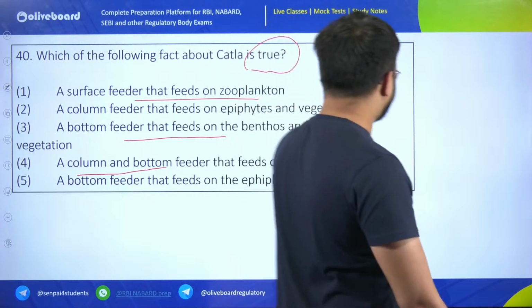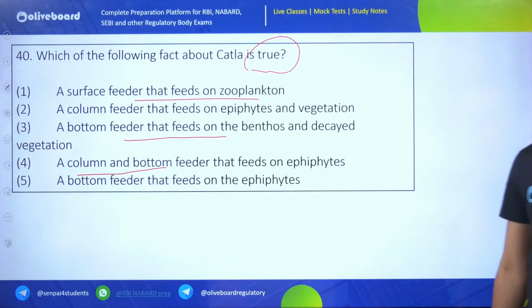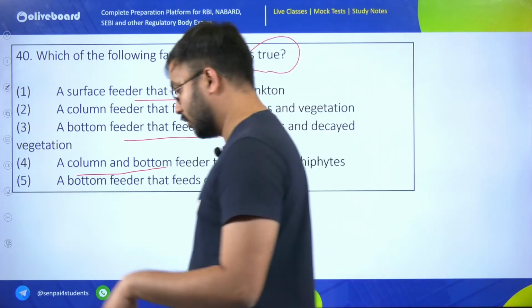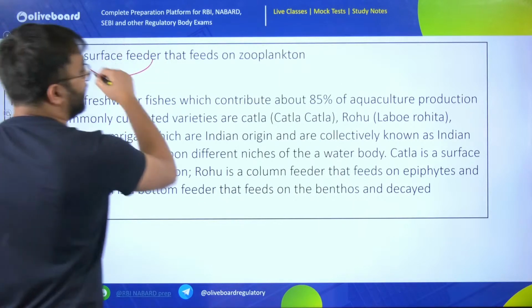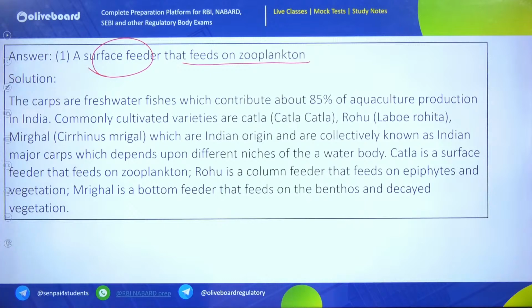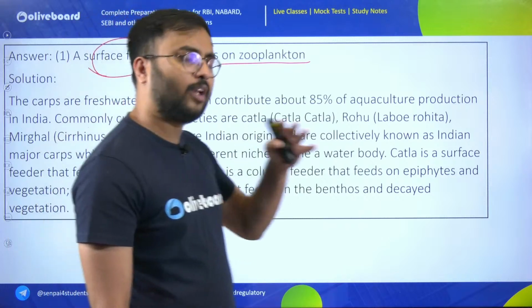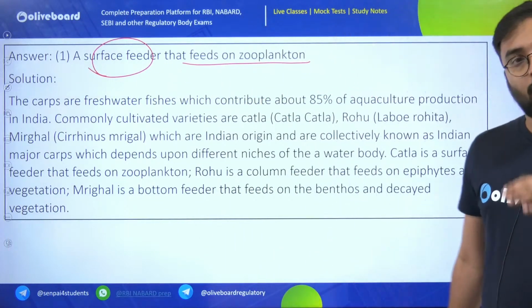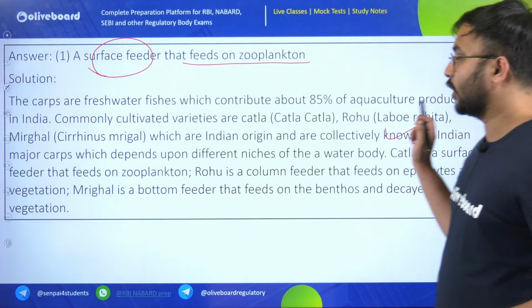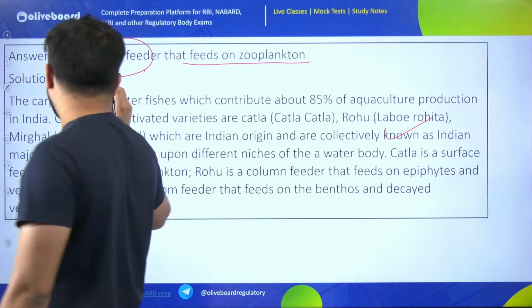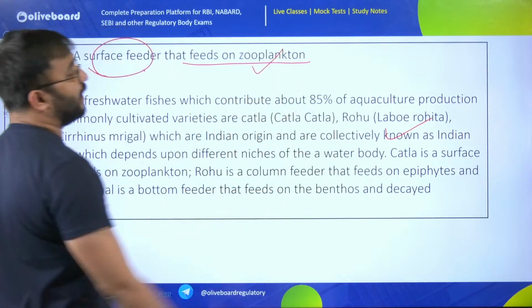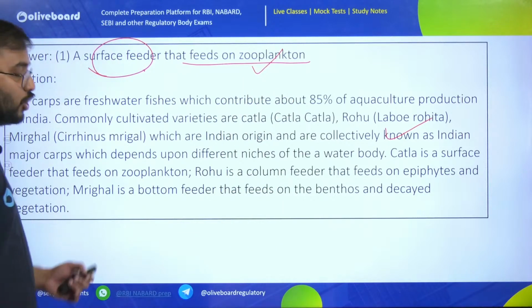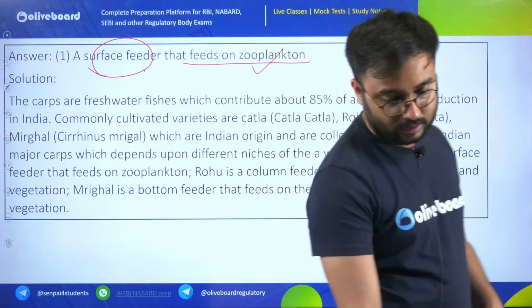See, we all know the 3 types of our indigenous fishes: rohu, katla, mrigal. Mrigal is a bottom feeder, rohu is a column feeder, and katla is your surface feeder that feeds on zooplankton. So remember this very carefully. Your rohu and katla are your column as well as surface feeders, but your mrigal is a bottom feeder. Okay, so this is a surface feeder, katla. That's why you will see this katla in the shallow waters, and they are responsible for eating zooplankton. That means they eat small animals and insects which are in the water.